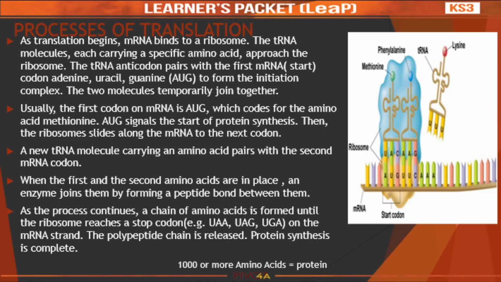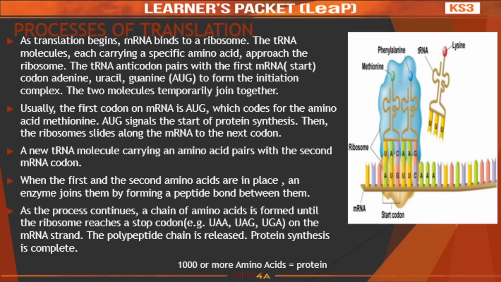The processes of translation. As translation begins, mRNA binds to a ribosome. The transfer RNA molecules, each carrying a specific amino acid, approach the ribosome. The transfer RNA anticodon pairs with the first mRNA codon, the start codon, adenine, uracil, guanine or AUG, to form the initiation complex. The two molecules temporarily join together. Usually, the first codon on messenger RNA is AUG, which codes for the amino acid methionine. AUG signals the start of protein synthesis.